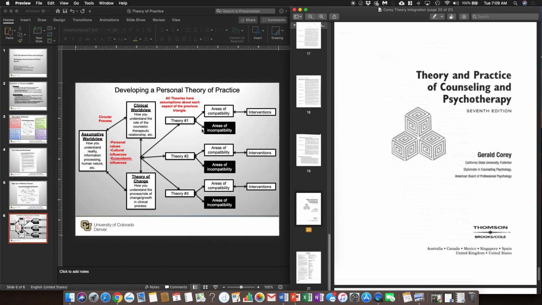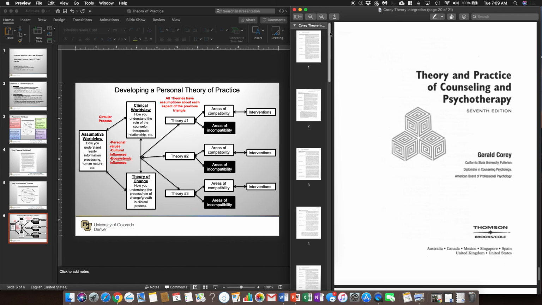And so clearly, every theory has certain areas of thought that are compatible with your beliefs and certain other areas that are incompatible. And so I would ask you to either use this document, or, and I'm sure Corey has, he's probably on the 11th edition at this point, this is probably pretty old, but I'm using this more as an example.